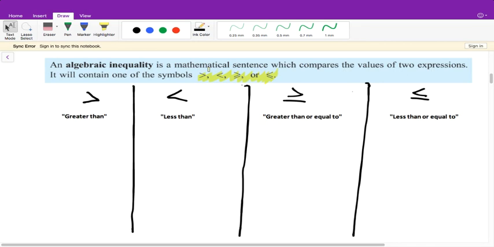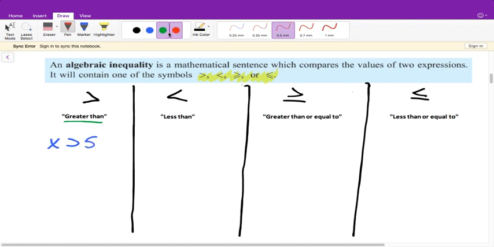And one of the ways that I was taught it growing up as a little kid was that these are alligator mouths and that alligators want to eat more and not less. So whichever way that this is opening up is telling us where we have more of. So when we read these left to right, since it's opening up to the left, this one is referred to as greater than. So if I give you an example, x is greater than 5.